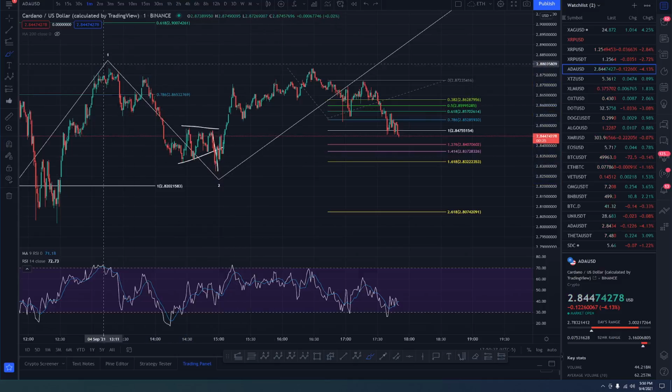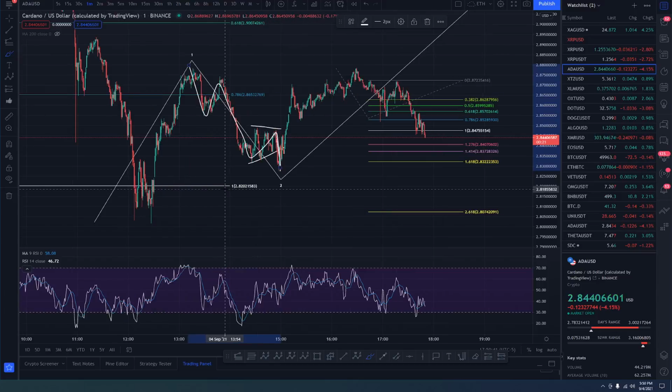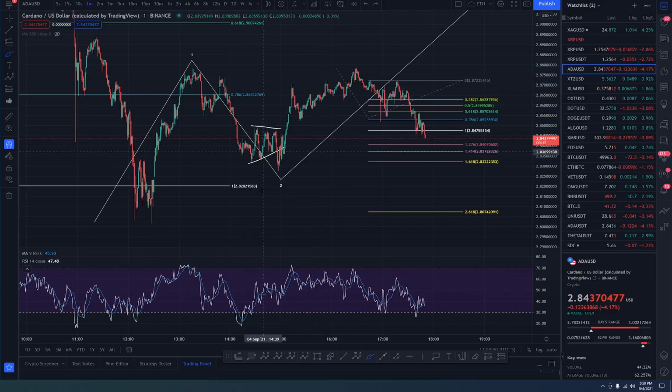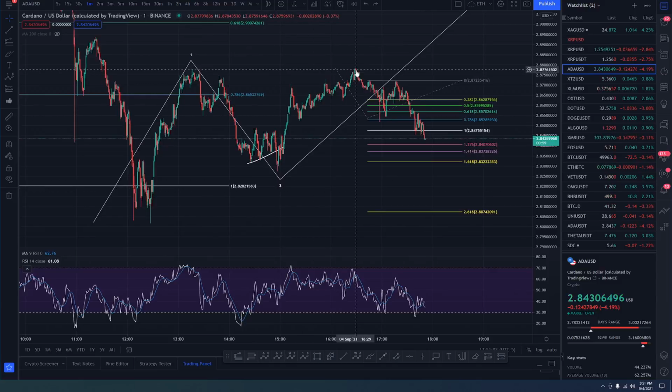One might argue that that's 1, 2, 3, 4, 5. And if that is, then this is 3 waves back and we're going down deeper. But I don't think so, because this broke that high. You can't have a B wave when you have a 5 wave A wave.